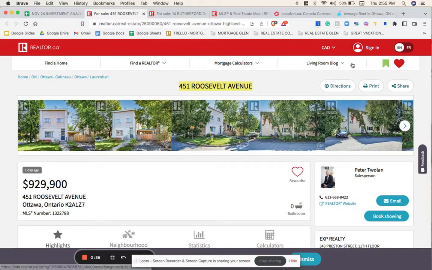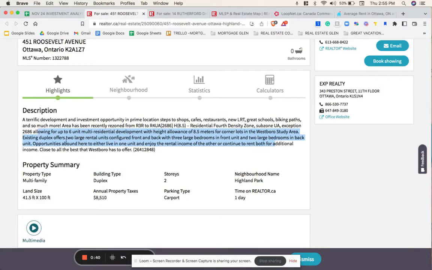It's 929. It's 451 Roosevelt Avenue. And I just scrolled through some of the description. It basically explains it's actually zoned up to 6 multi-family units, so you can actually build more on the property, and it's zoned for 6 units. Okay, so that's a big benefit.